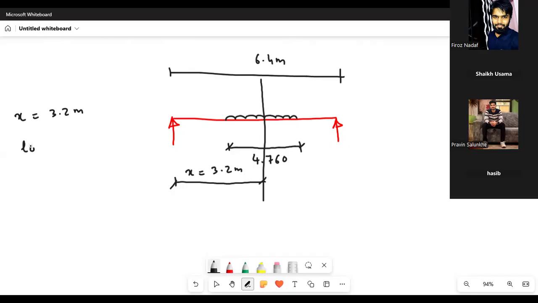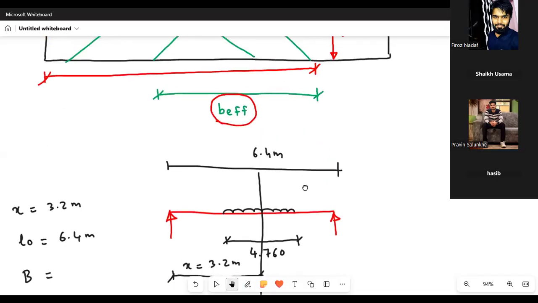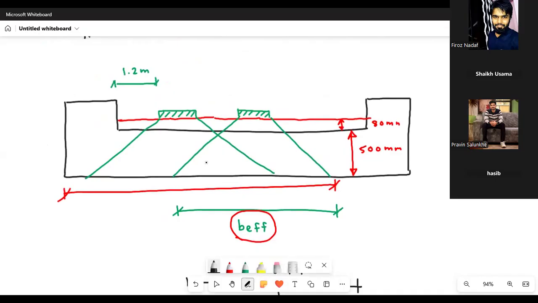L naught, that is the effective span, is equal to 6.4 meter. B is the width of the bridge. I have drawn the cross section. What is the width of the carriageway?